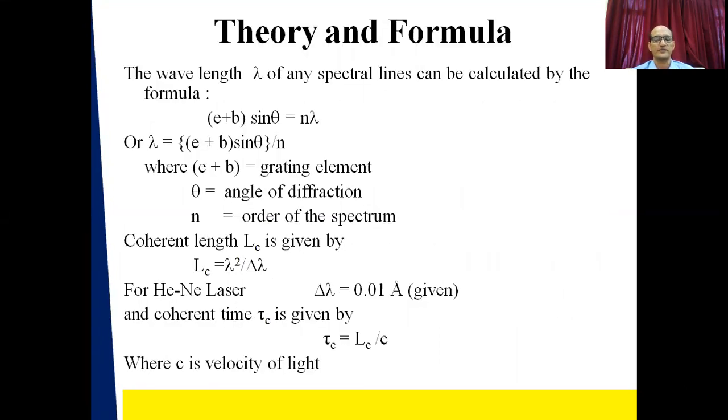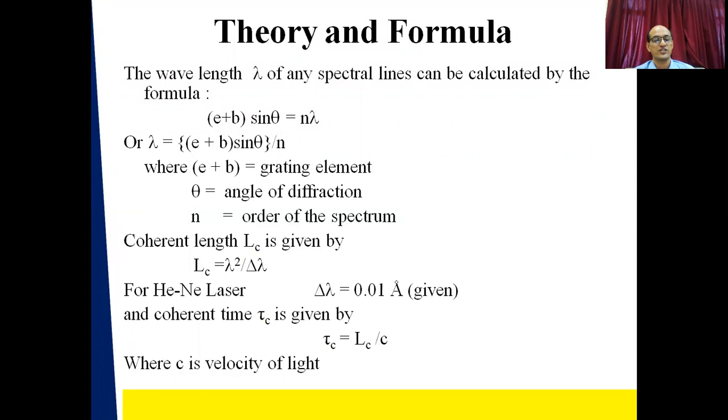Theory and formula. The wavelength lambda of any spectral line can be found out by the formula (e + d) sin theta equals n lambda, or lambda equals (e + d) sin theta upon n, where (e + d) is called the grating element, theta is the angle of diffraction, n is the order of spectrum.